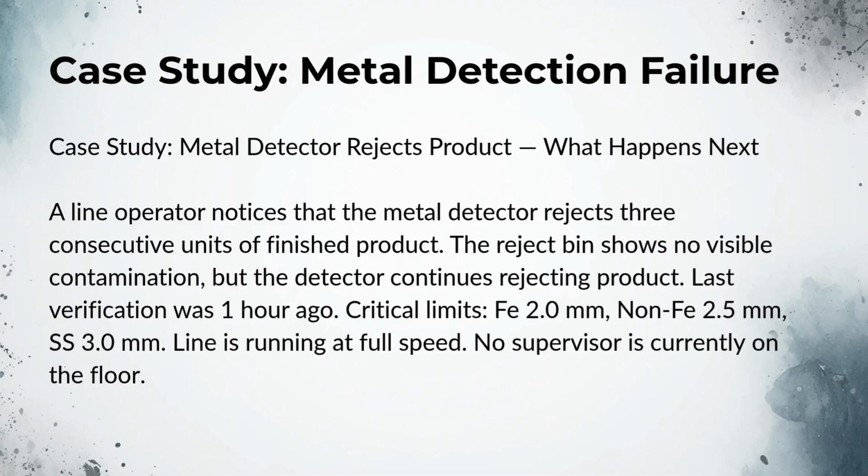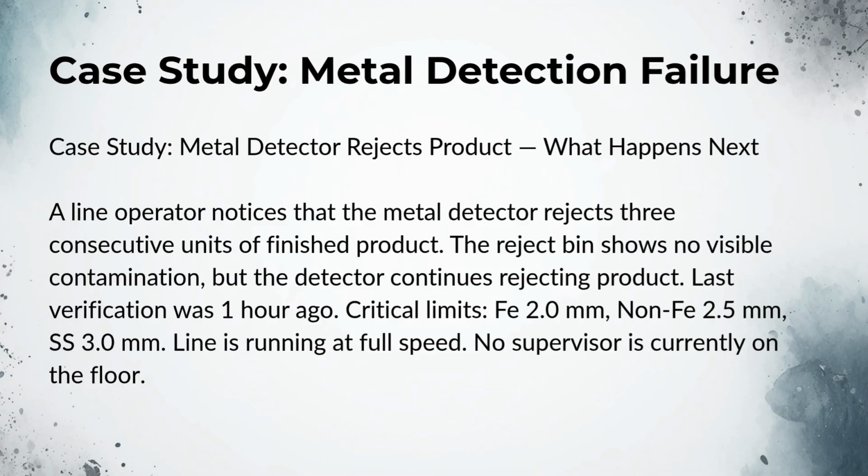Now let's look at a real-world scenario. A line operator notices that the metal detector rejects 3 consecutive units of finished product. The reject bin shows no visible contamination, but the detector continues rejecting product. The last verification was done 1 hour ago, and the line is running at full speed.